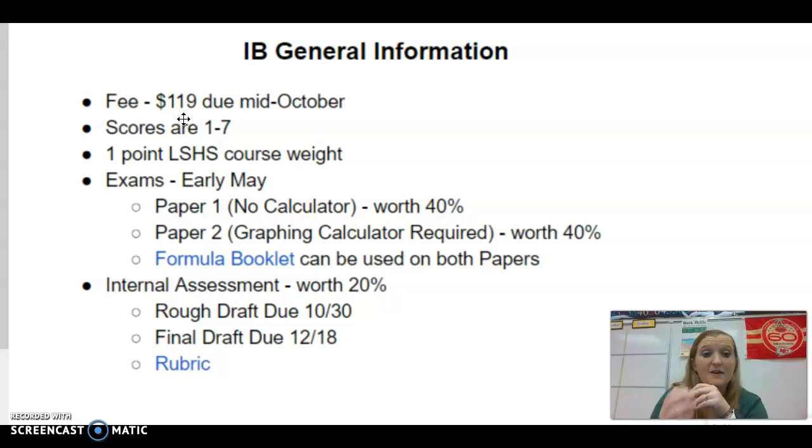So confusing, I know. Those will be early May, and this is just a little bit of information about that. The internal assessment, that's their paper. The rough draft is usually done junior year, but because of school shutting down in March, they were not able to complete that. So I'm going to take their rough draft on the 30th, and their final draft will be due right before Christmas break. Okay, so pause if you need to look over that anymore, and it's also linked in Schoology.